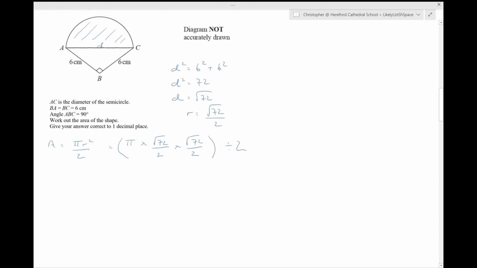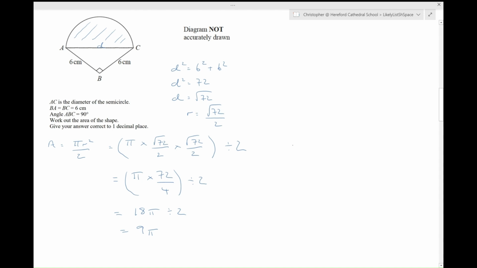Now, of course, you could just put that into your calculator. I'm not going to do that. I've got pi times root 72 times root 72 is 72, over 2 times 2 is 4. And I'm going to halve that. So that gives me 18 pi divided by 2, which boils down to 9 pi. And that's what you'd have got if you'd put the original expression into your calculator. So that's the area of the semicircle.